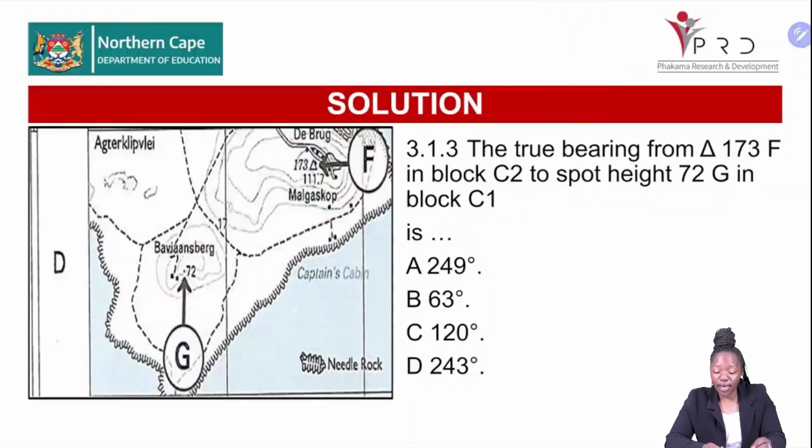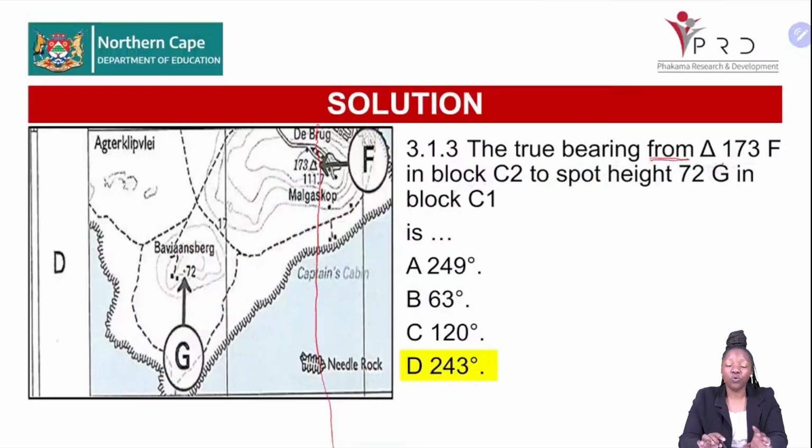Right? Looking at our solution as we're determining the true bearing from the trigonometric beacon 173F in block C2 to spot height 72. Remember, the point that starts with the from is the one where you're supposed to draw a true north line. So you're using a ruler so that your line will be accurate to draw this true north line. And then after that, from block C2 to spot height G2. So what happens to the spot height G2? You then simply connect again to the first point.